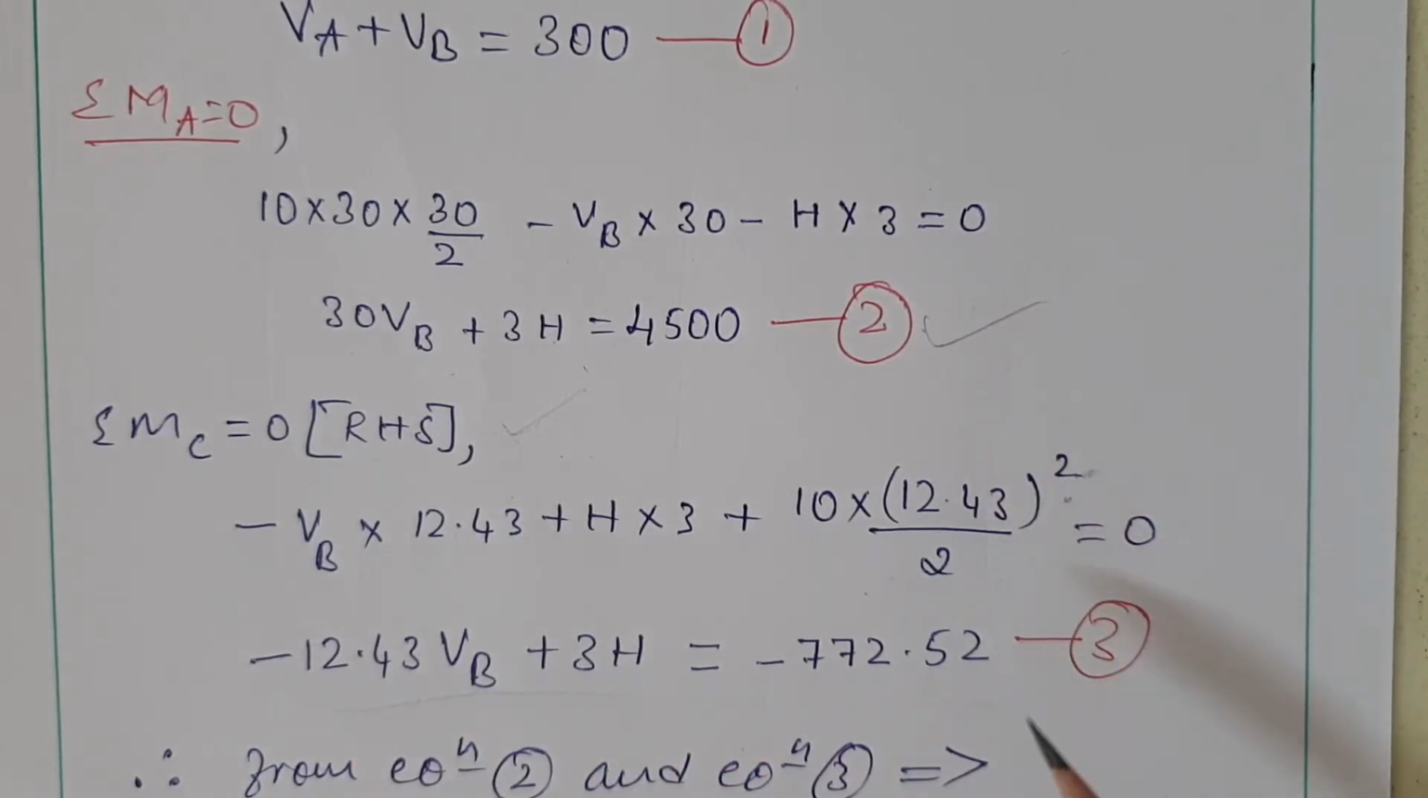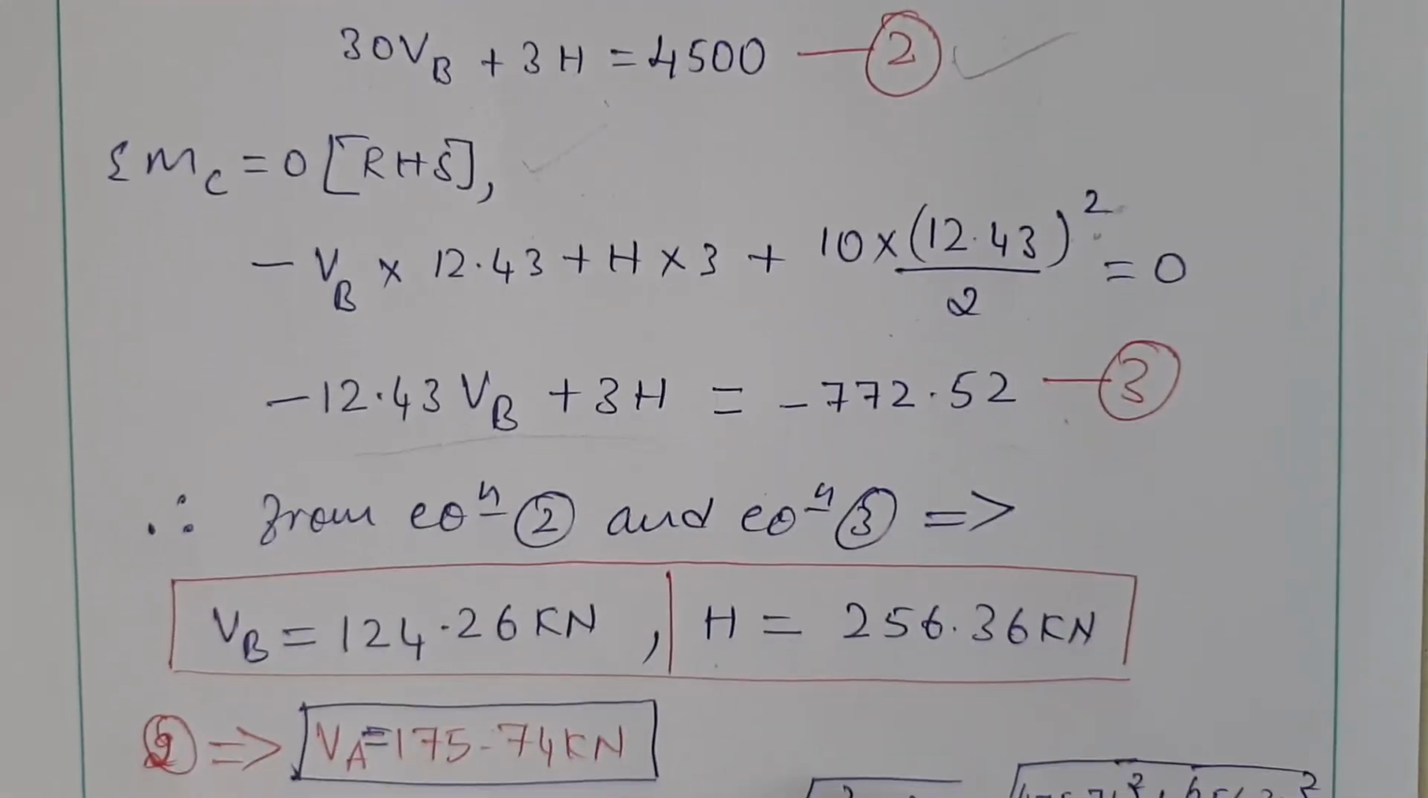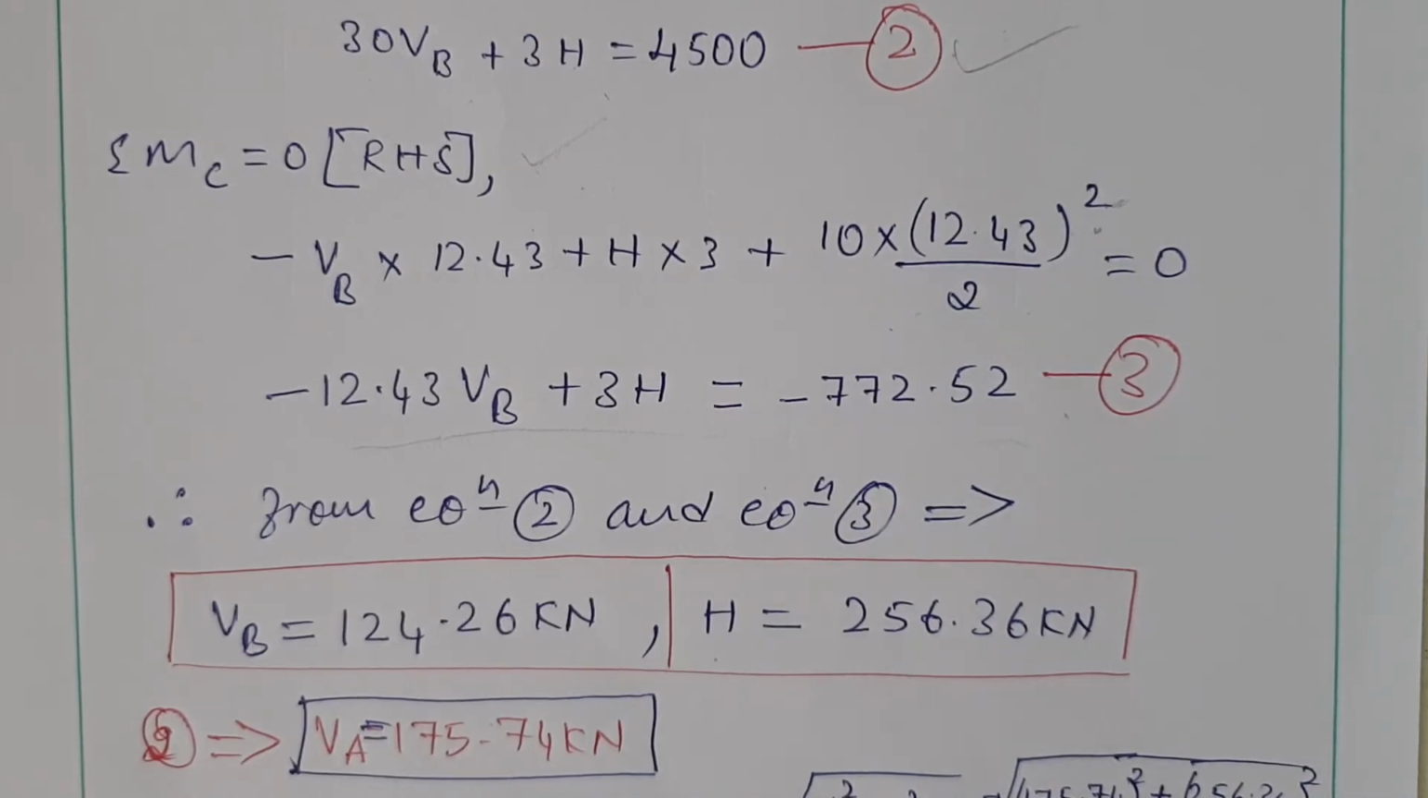From this equation as well as from the previous equation, these are the two simultaneous equations with the same unknowns, so you can find them easily. VB will be equal to 124.26 kilonewton and H will be equal to 256.36 kilonewton. Substituting this in the above equation 1, that is the vertical equation, we come to know VA will be equal to 175.74 kilonewton.